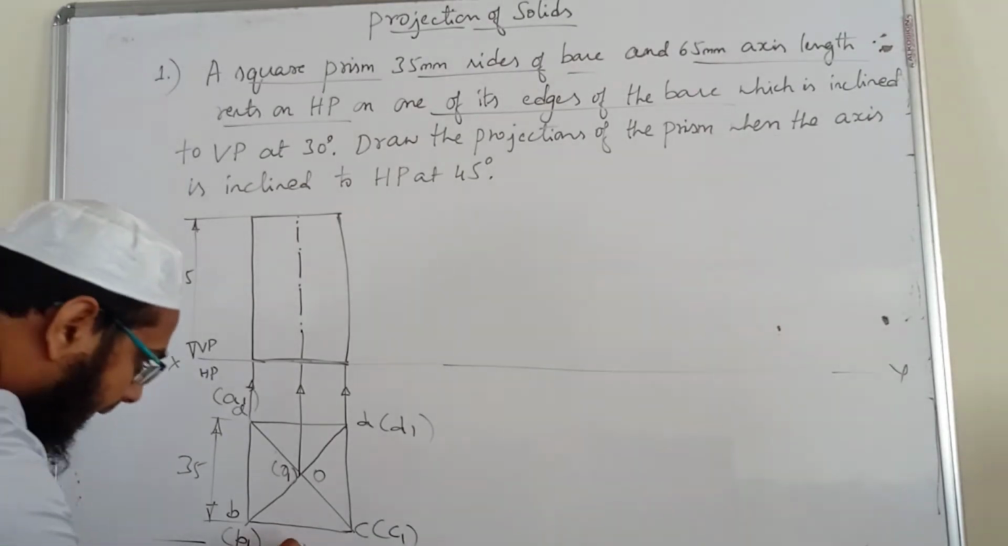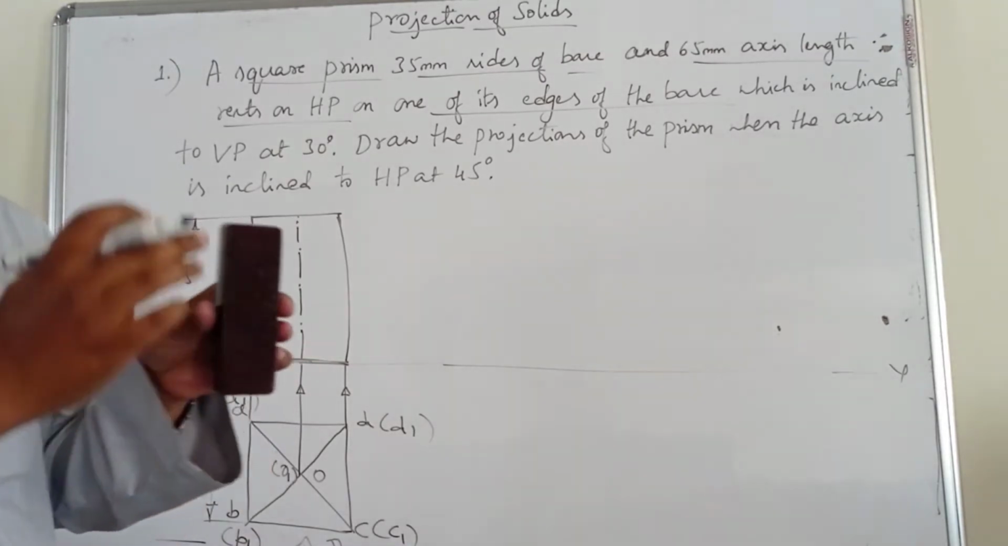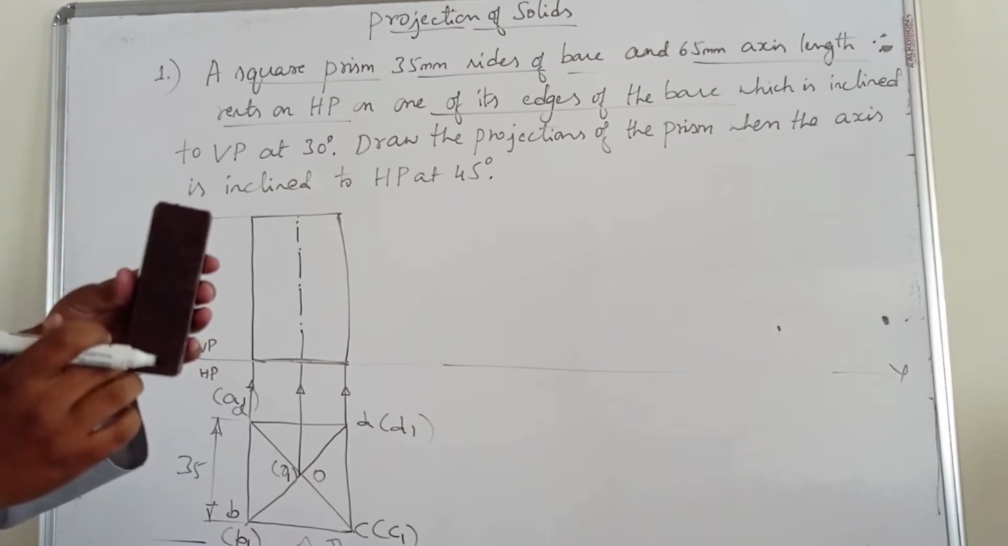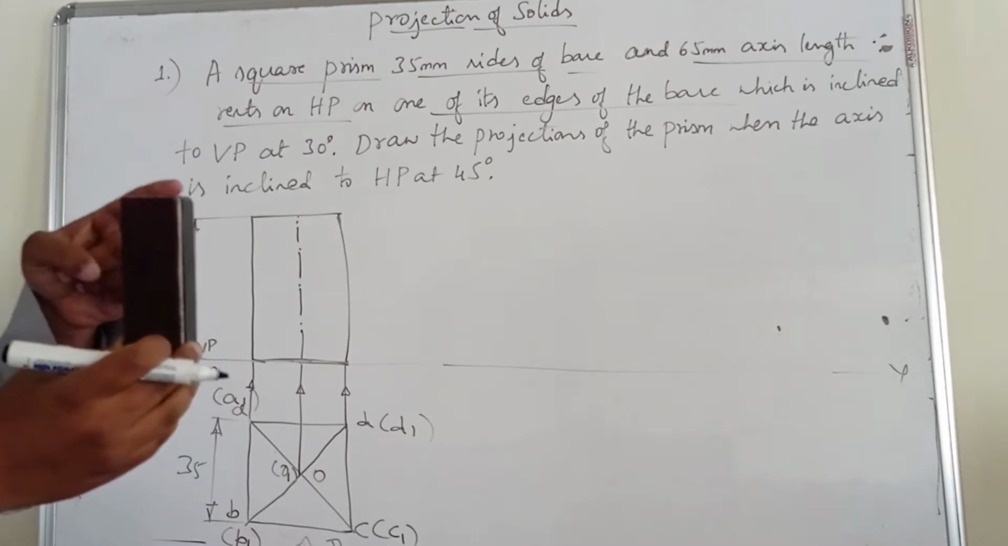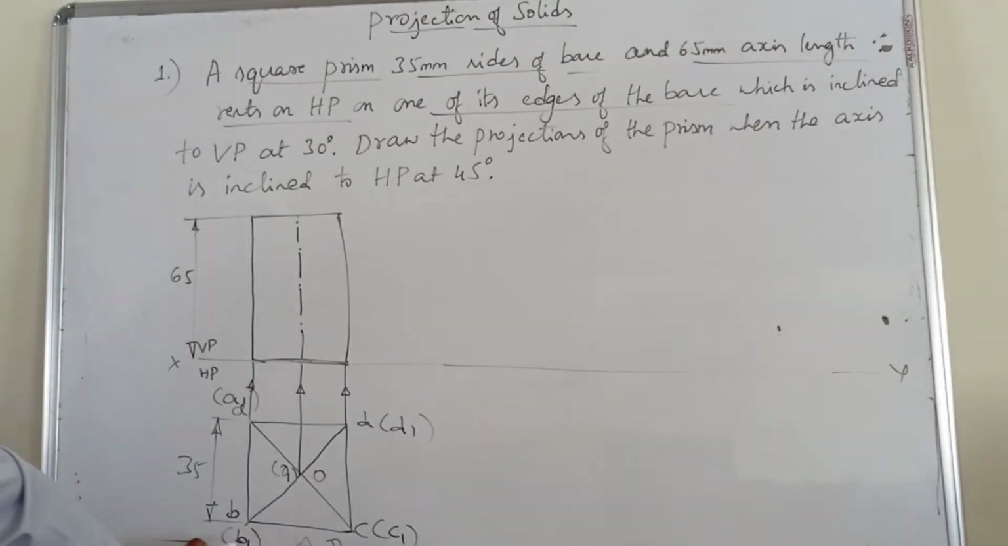So from the front view, you consider this is your front view. We are able to see B, B1, C, C1 visible from this front view, but A1 and D1 are not visible, correct? So from the front view we can see these ends B, B1 and C, C1.